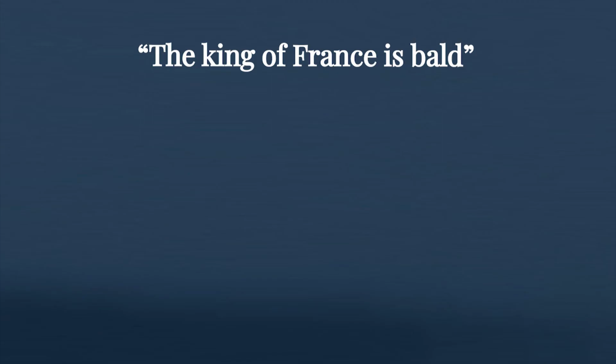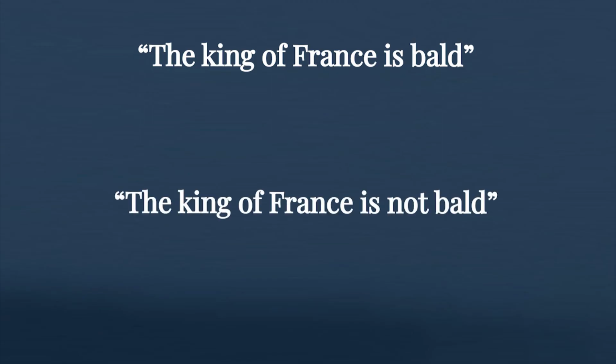As Russell puts it, if we have a list that has all of the bald things in it, and we have another list that has all of the not bald things in it, the King of France won't appear in either list. But according to the law of excluded middle, one of these sentences must be true. The way Russell uses his theory to deal with this case is probably the most famous of its applications.